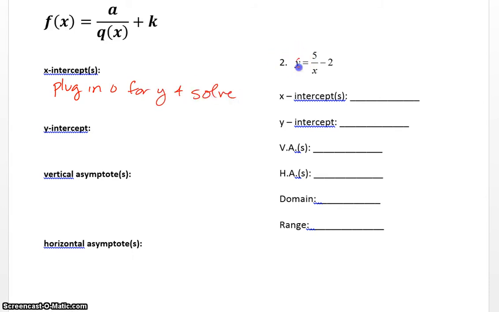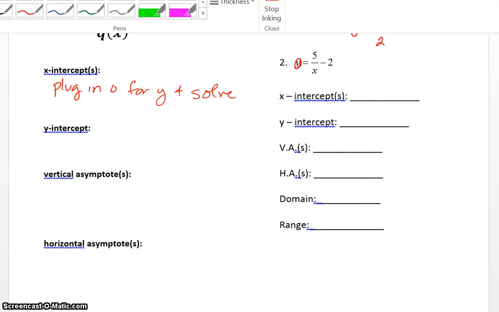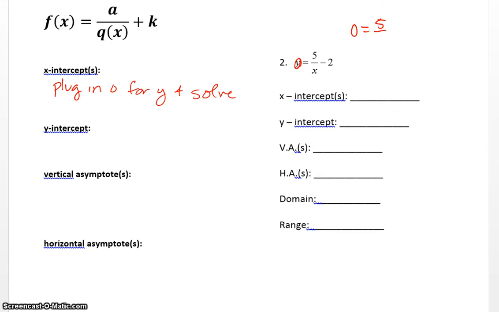Nothing new, nothing special. Plug in 0 for y here, so we have 0 equals 5 over x minus 2. How do you solve for x? Well, first we're going to add 2 to both sides, so we get 2 equals 5 over x. And now if you want, put the 2 over 1 and cross multiply, or multiply both sides by x, whatever it is that you want to do. We end up with 2x equals 5, and so x equals 5 over 2. So our x-intercept is 5 over 2, 0.